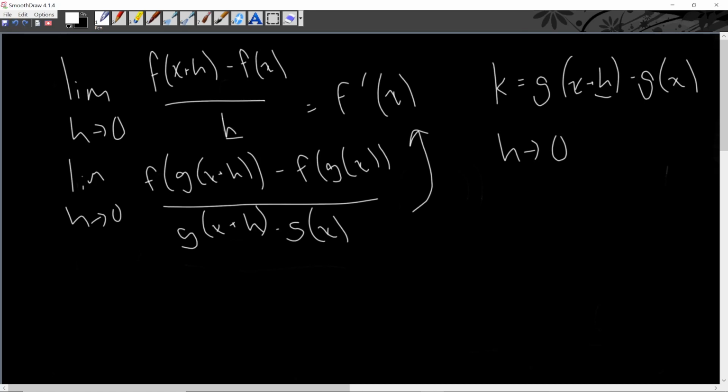Anything minus itself is 0, so k will be approaching 0 if h is approaching 0. And then from here, we want this to be split. Like, let's say if g of x plus h was something different, like g of x plus something, then it would look more similar to that. Because in this case, x is our input, but in this case, g of x is our input, so we want to have two things in there.